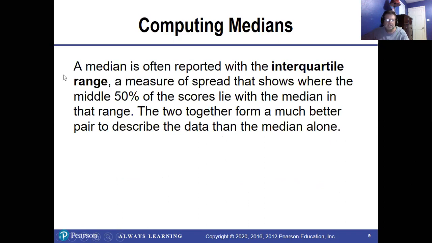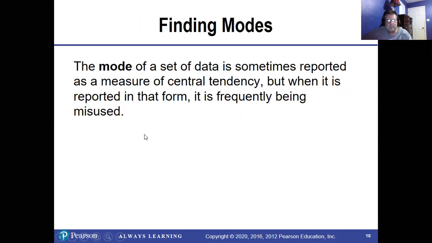It says the median is often reported with the interquartile range, a measure of spread that shows where the middle 50% of the scores lie, with the median in that range. The two together form a much better pair to describe the data than the median alone. That's just talking about making sure that when you have an even number of numbers, you take the two, add them up, and divide by 2.